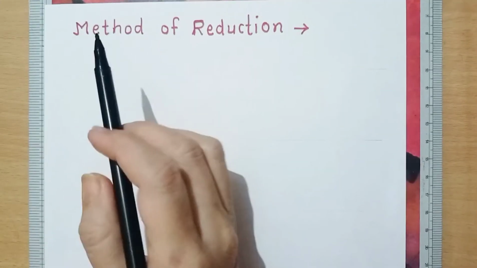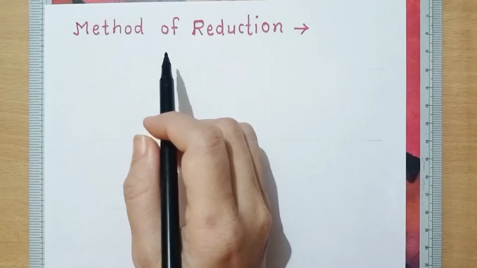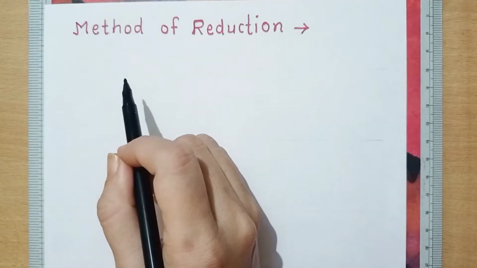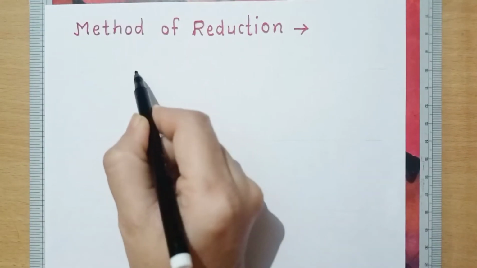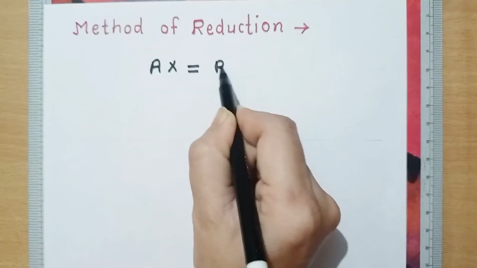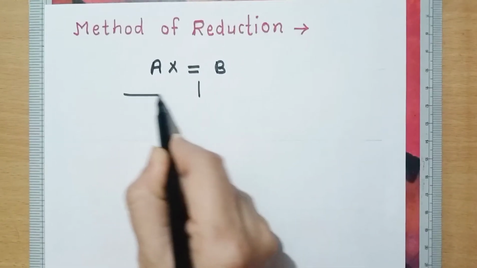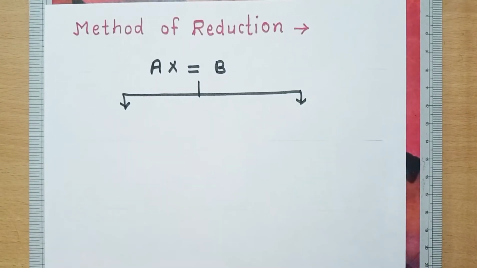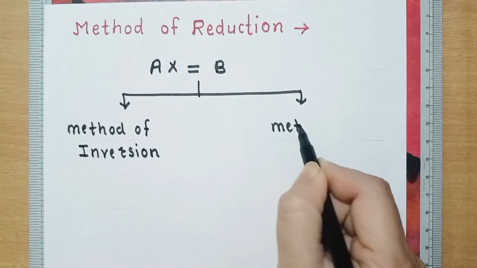Hi students, today we are going to look at the method of reduction. In the last lecture we have seen the method of inversion for solving linear equations. So first we will revise some points. We have seen that linear equations can be put in the matrix equation form as Ax equal to b, and this equation can be solved by two methods. First method is method of inversion and second method is method of reduction.